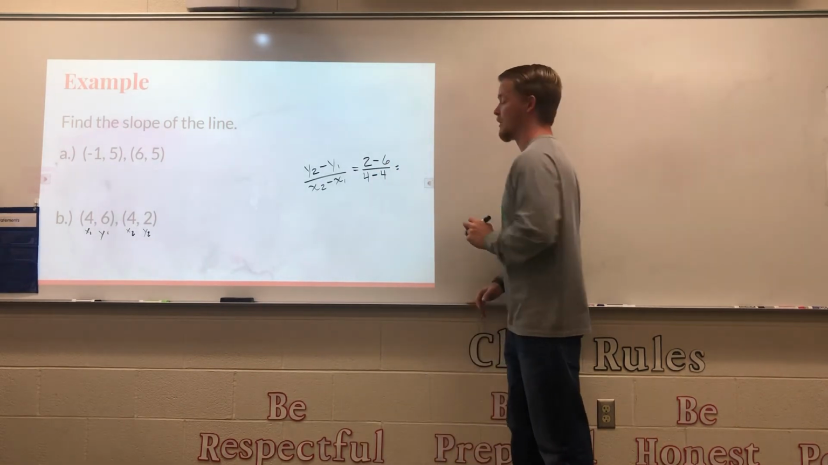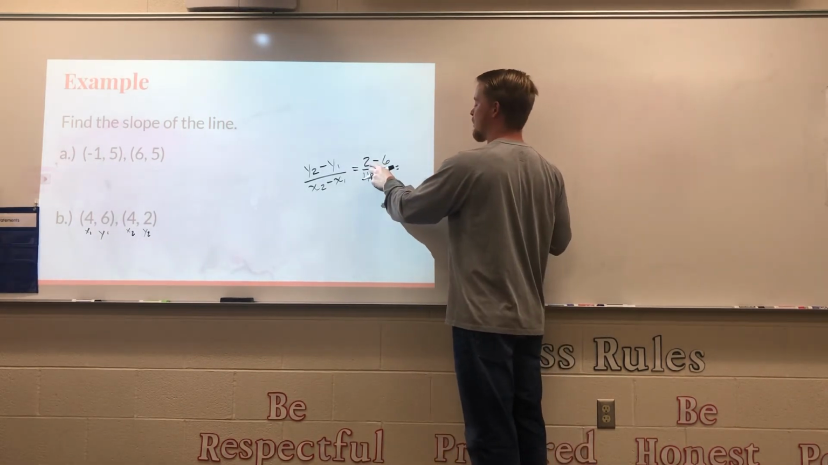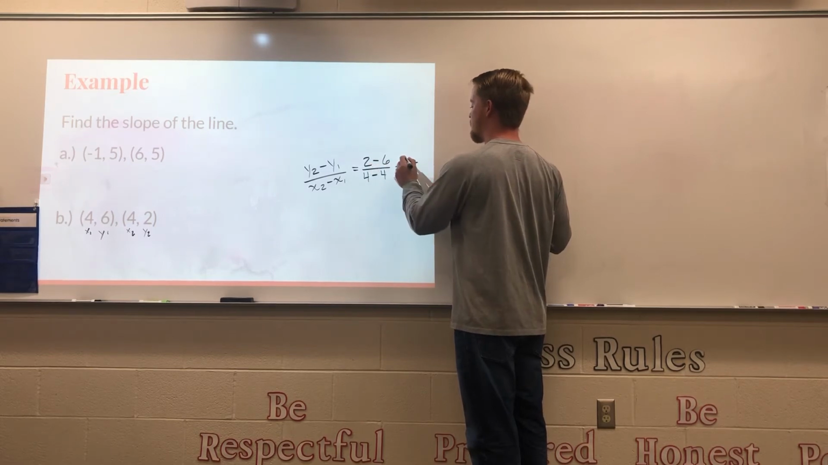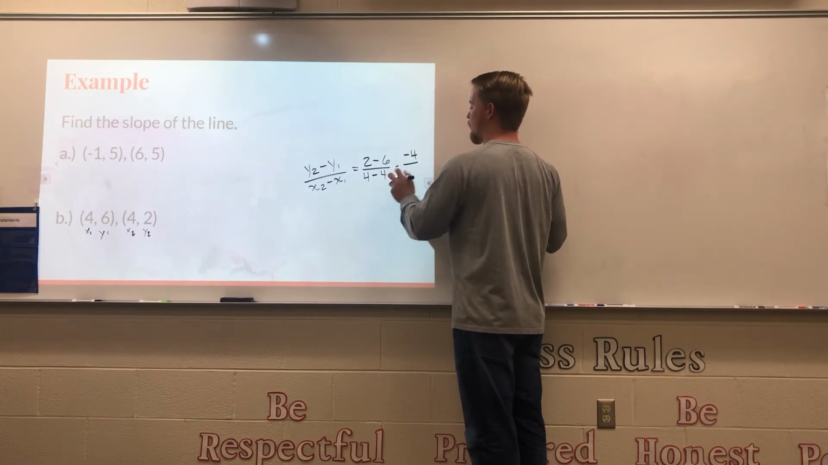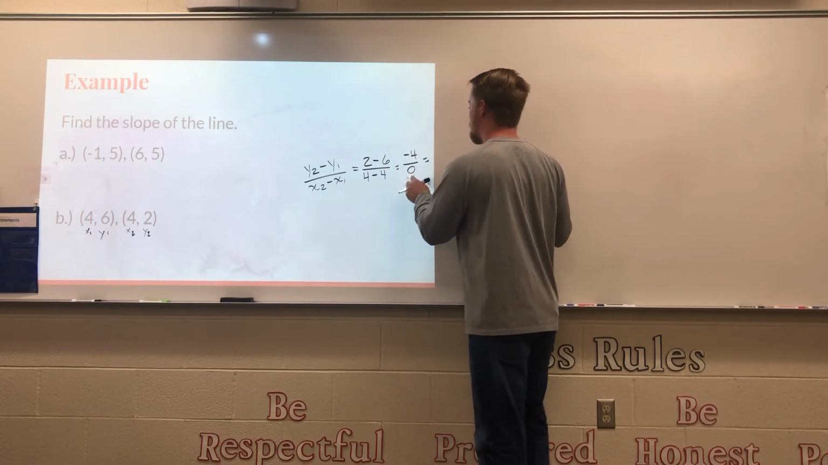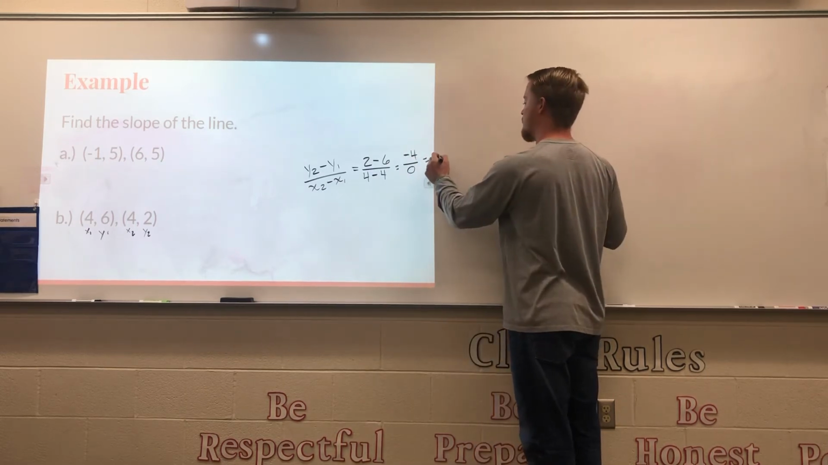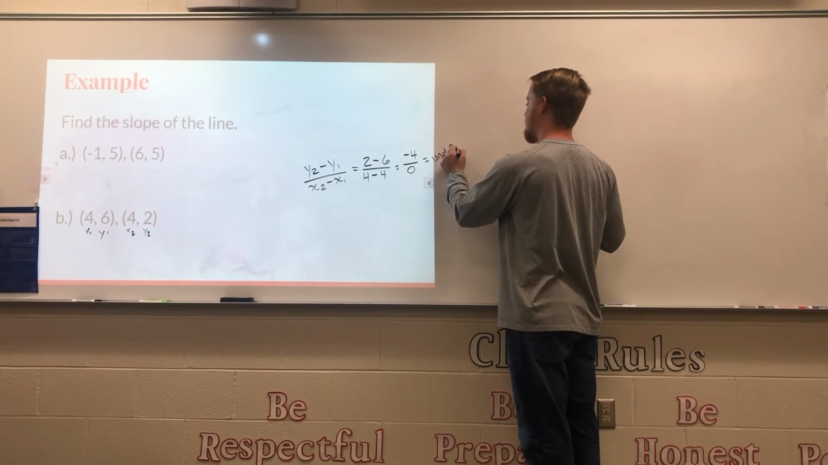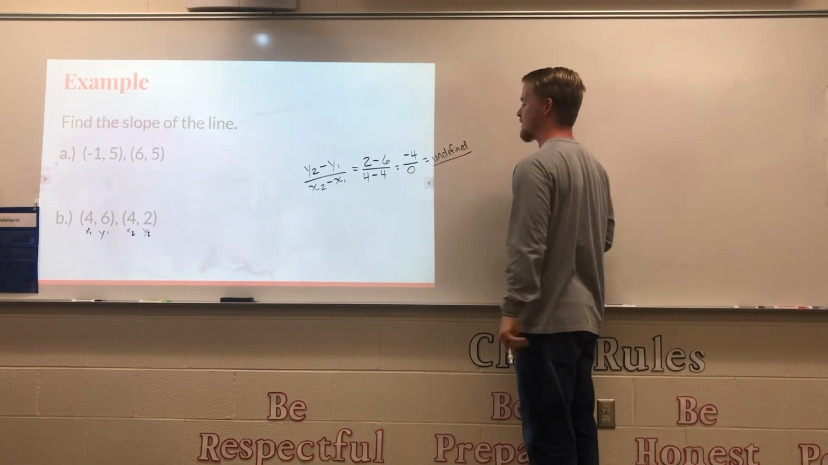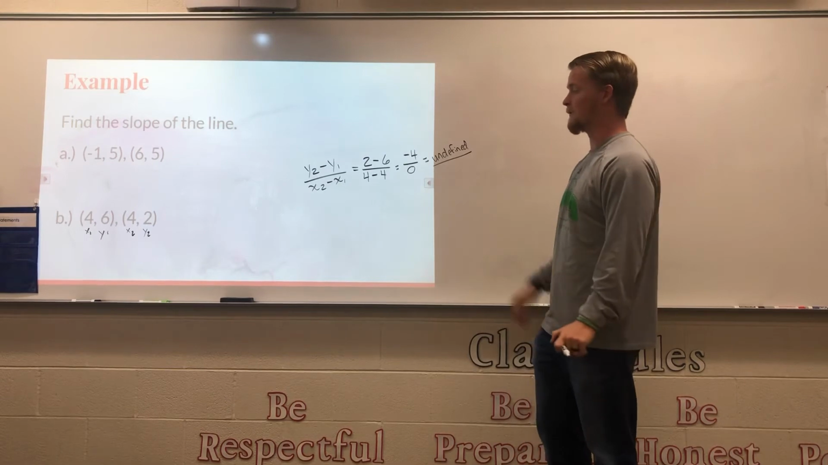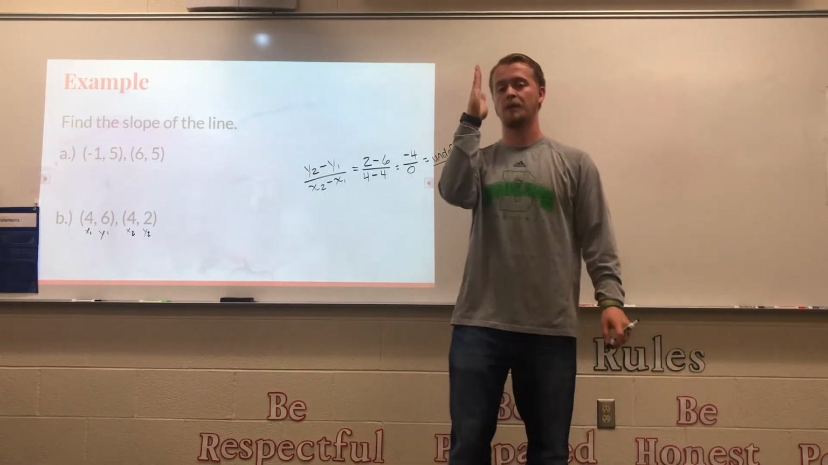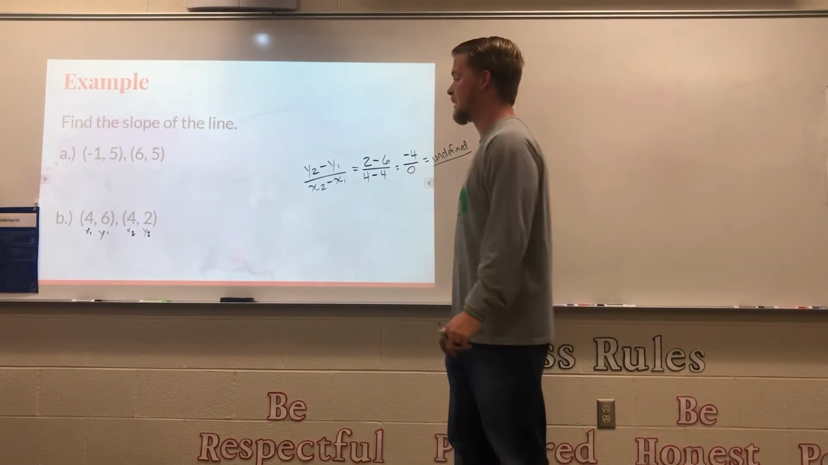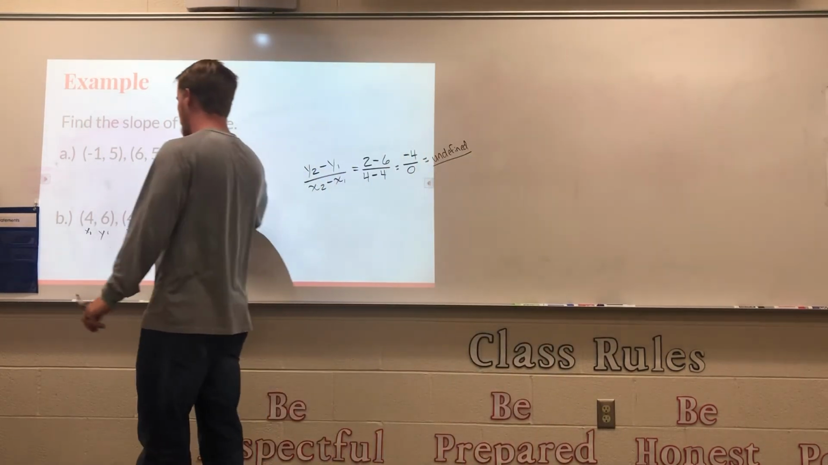I'm going to work this out. The top part, 2 minus 6. 2 minus 6 is negative 4. 4 minus 4 is 0. And then negative 4 divided by 0, anything divided by 0 is undefined. So in this one we have a slope that is undefined. So again, if you were to plot those points, that should tell you that since we have a slope that is undefined, that would be a vertical line when it is plotted on a coordinate grid.